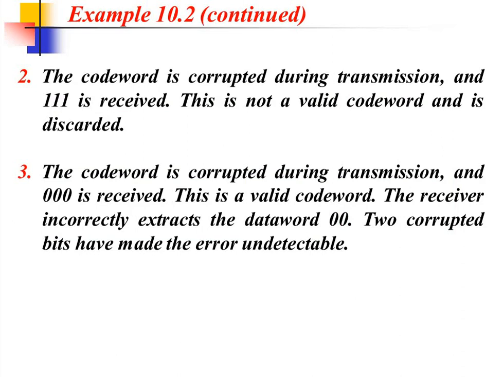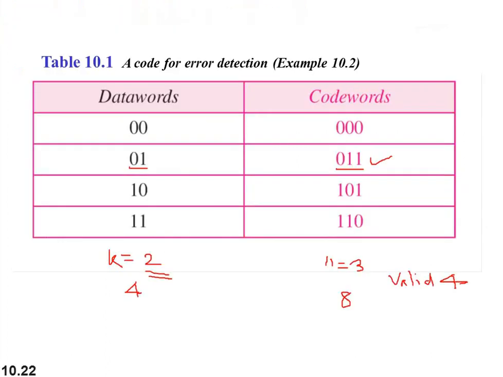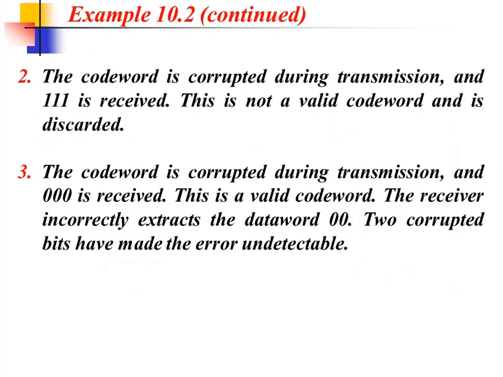Now the code word is corrupted again and you have received 000. Now 000 is there, but that code word is a corrupted one. Now let us consider that two errors occur. So you have transmitted 10 and the code word for 10 is 101, but you have received 000. So the error has occurred in the first bit and the last bit, so the error is a double error.